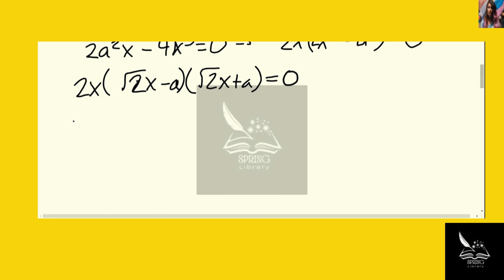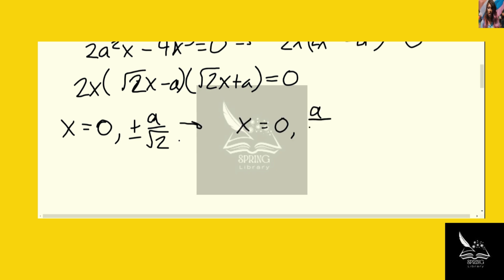So we have critical values x equals 0, and x equals plus or minus a over root 2, I should say. However, we're only considering values of x between 0 and a, so I'm just considering x equals 0 and a over root 2.